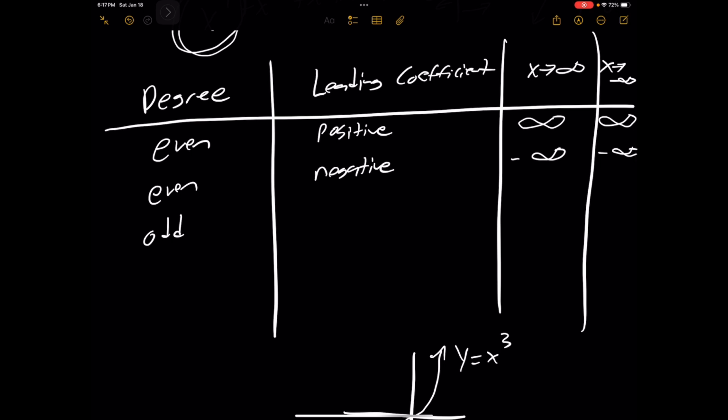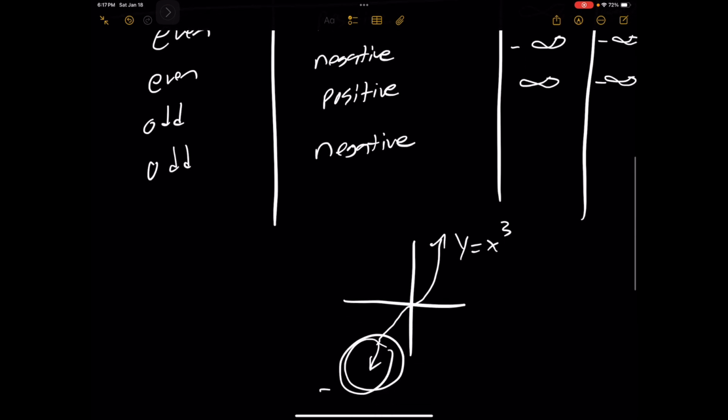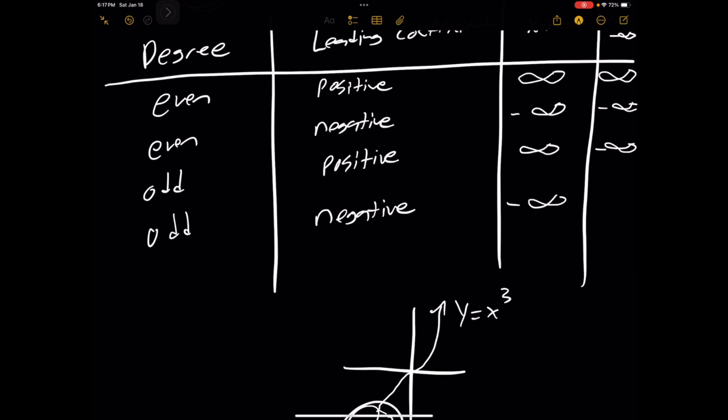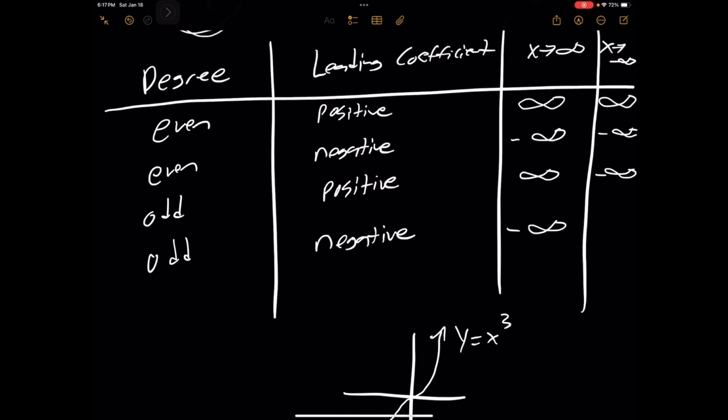So if we have an odd degree, let's call the leading coefficient positive. Then as x goes towards infinity, we are going to go towards positive infinity. As x goes towards negative infinity, though, this time we're going to go towards negative infinity. And then if we have an odd power and a negative leading coefficient, you can again think of that as flipping this graph here. We just flip the signs. We get negative infinity as we go towards positive, and we get positive infinity as we go towards negative.